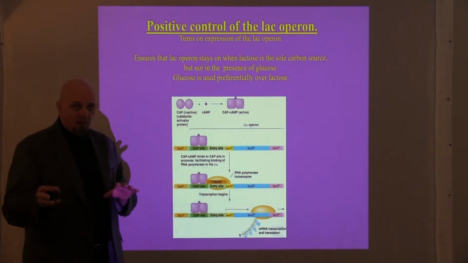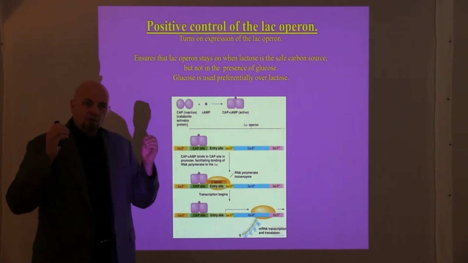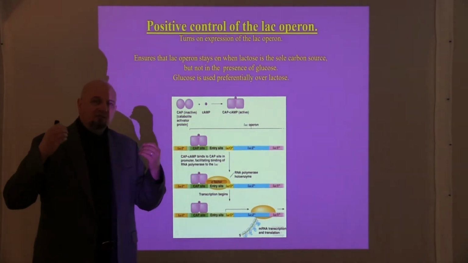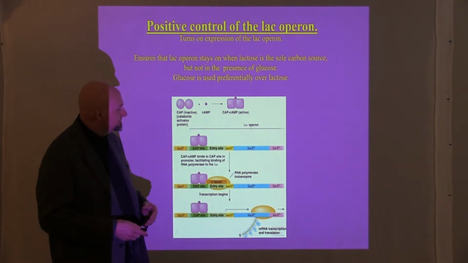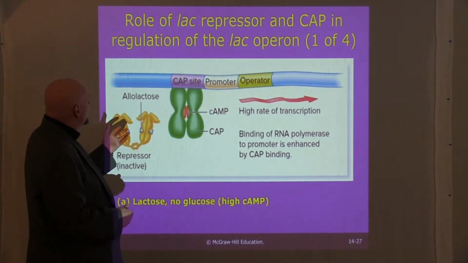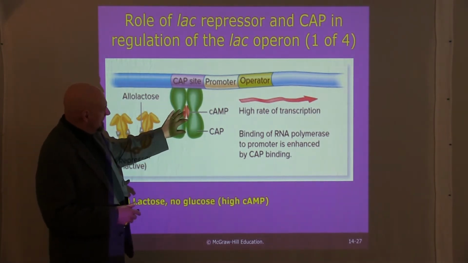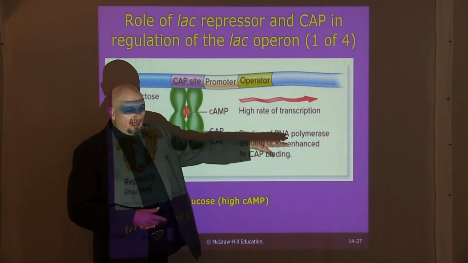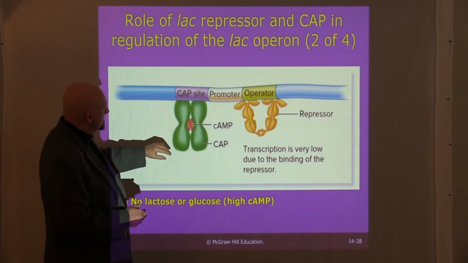Now, what we're going to see in the next few slides is a situation where we deactivate this whole system. And the mechanism for deactivating is just adding glucose. So, the role of the lac repressor: this is turned off. The cyclic AMP is bound to this. You've got it to the CAP. You're really taking off with a higher rate of transcription. So that's with this.